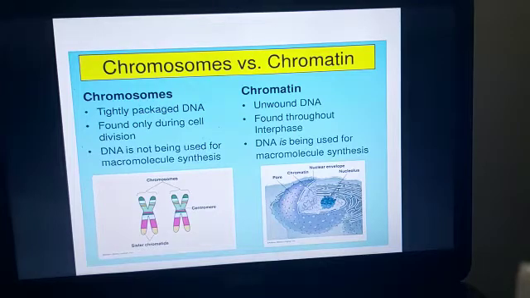So if at all you want to know the difference between the DNA and the chromatin, DNA is tightly packed and this is found only during the cell division. When the cell is not dividing, the DNA is present in the form of chromatin, that is long, loose, thread-like structure. In the chromosome form, DNA is not being used for macromolecule synthesis, and when it is there in the chromatin form, DNA is being used for the macromolecule synthesis. You can see in the diagram the structure of chromosome and the structure of chromatin. Chromatin is a thread-like structure, chromosomes are distinct structures.